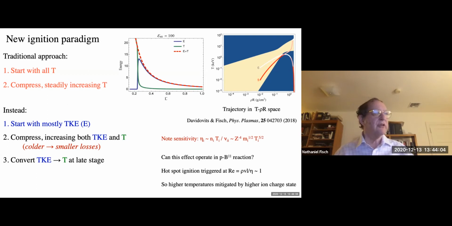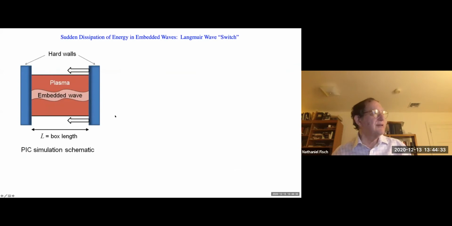You can imagine the question, can this operate, let's say, in a proton-boron 11 reaction? Well, if I just look at the scalings of this, if the hotspot ignition is triggered at a Reynolds number of about 1, then I can accomplish higher temperatures, which gets me to a more viscous regime, by working with, let's say, more boron, which will get me to a more inviscid regime.